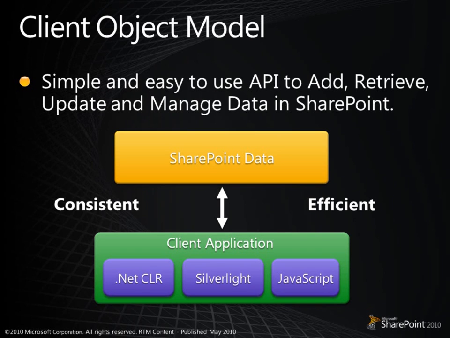So, moving to SharePoint 2010. The goal of the client object model is to provide a simple and easy API which can be used to add, retrieve, update and manage information and content stored in SharePoint. To this end, we've actually made 3 different client object models available, and developers can choose between using the .NET client object model, the Silverlight client object model and the JavaScript client object model, depending on their project and solution objectives. The primary objective of the client object model is to provide a consistent and efficient API to manipulate SharePoint objects remotely.